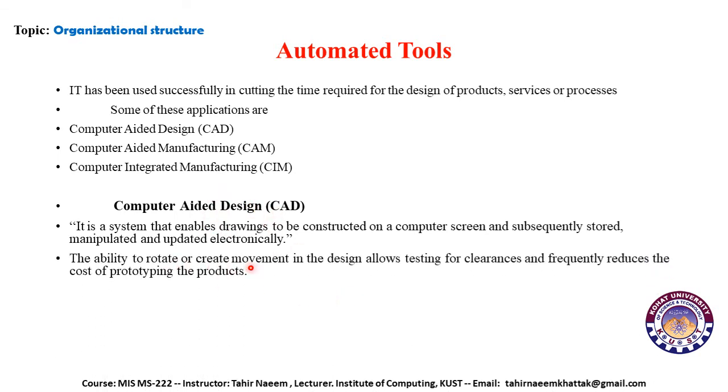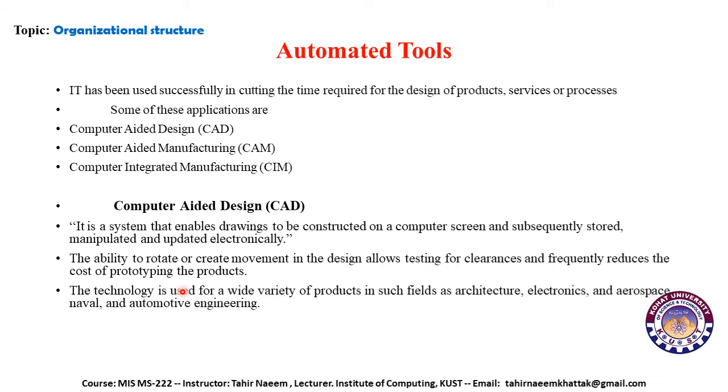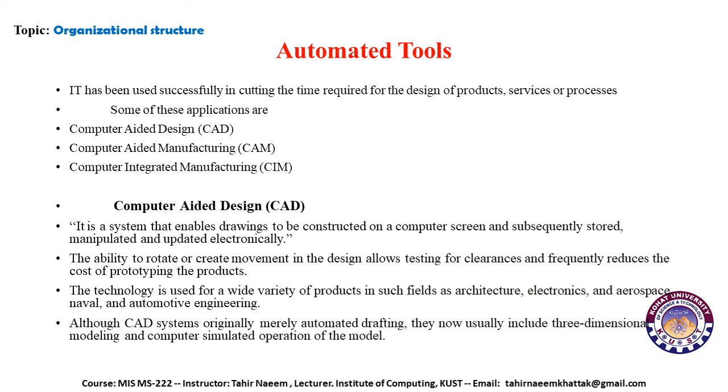The ability to rotate or create movements in the design allows for testing for clearance and frequently reduces the cost of prototyping the products. This technology is used for a wide variety of products in fields such as agriculture, electronics, aerospace, naval and automotive engineering. Although CAD systems originally merely automated drafting, they now usually include 3D modeling and computer simulated operation for models which are used for a variety of day-to-day items.